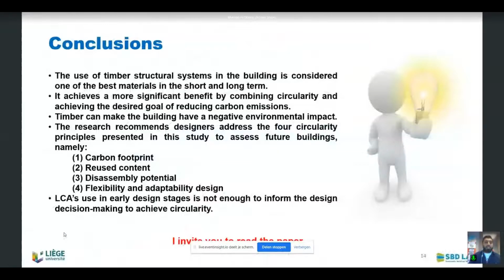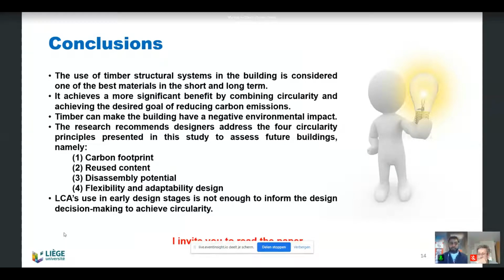Conclusions. The use of timber structure system in the building is considered one of the best materials in the short and long term. It achieves a more significant benefit by combining circularity and achieving the desired goal of reducing carbon emissions. Timber can make the building have a negative environmental impact, and the research recommends designers address the 4 circularity principles presented in this study to assess future buildings: the carbon footprint, reuse content, disassembly potential, and flexibility and adaptability design.